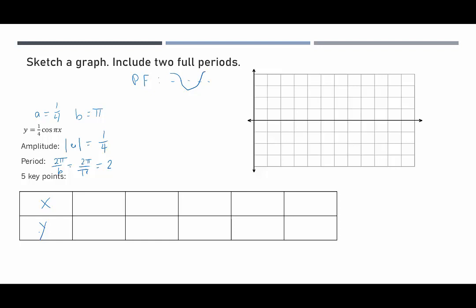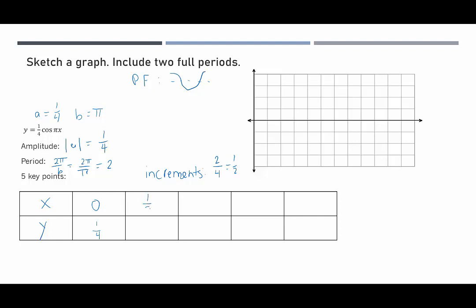So we know that we should be starting at 0, 1, right? And the parent function would be 0, 1, but we only go as tall as the amplitude. And so in this case, amplitude is 1/4, A is positive, so we're going to start at 1/4. Okay, now let's fill in the x's. So we need our increments. To determine the increments, we're going to take the period and divide it by 4. So we're going to do 2 divided by 4. We're doing increments of a half. So we're going to take a half and add it to each previous x value.